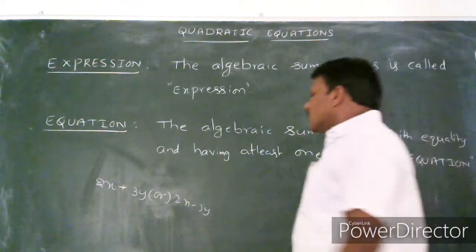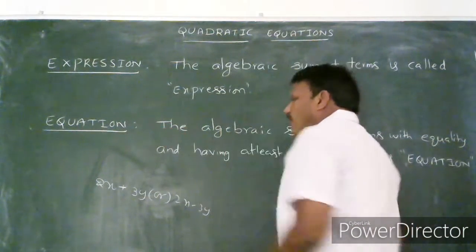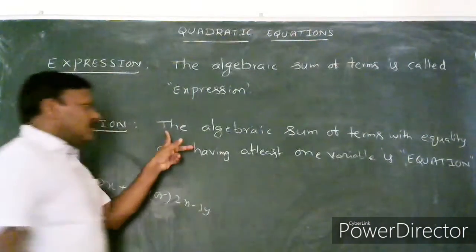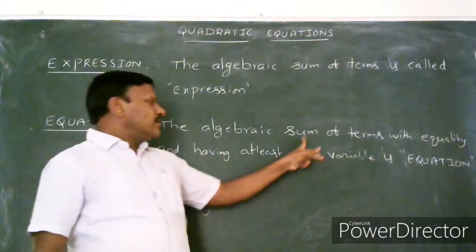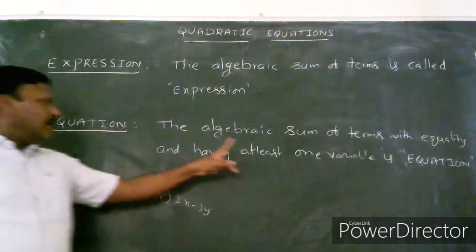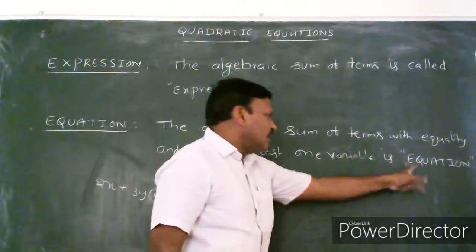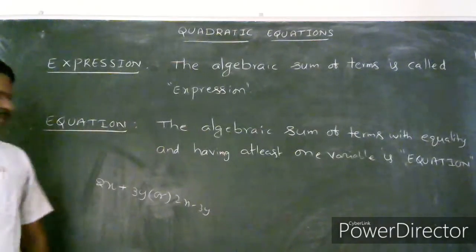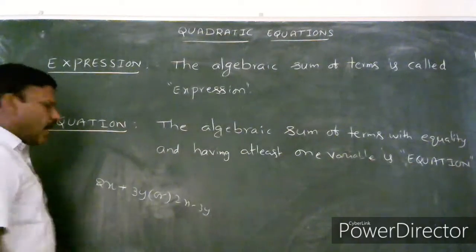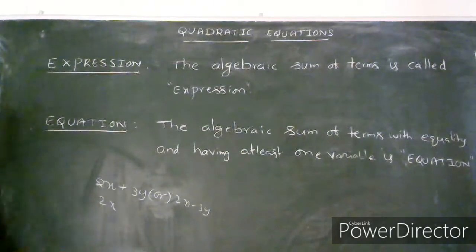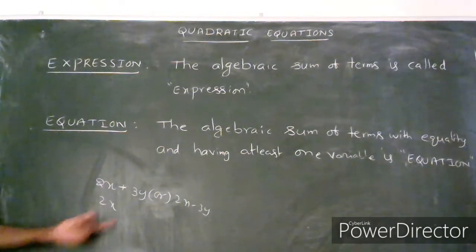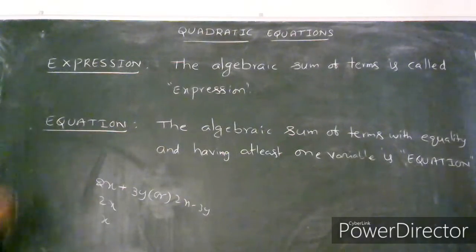Next, the equation. What is the meaning of equation? The algebraic sum of terms with the equality and having at least one variable is an equation. 2x plus 3y or 2x minus 3y, both are expressions. And also 2x, this is only one term, it is also an expression. Only x is also an expression.